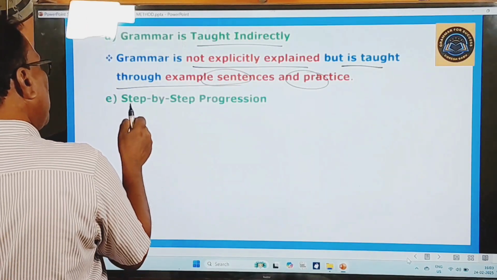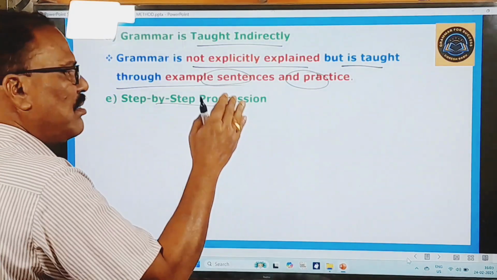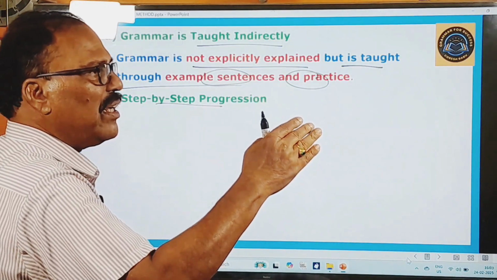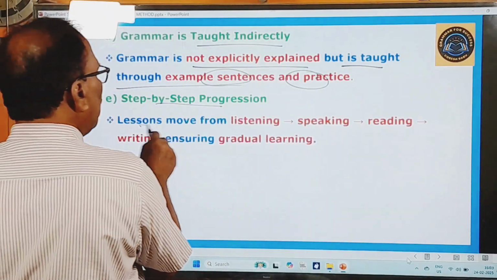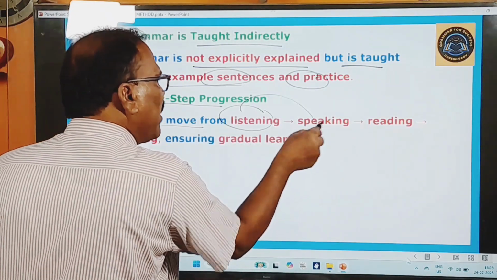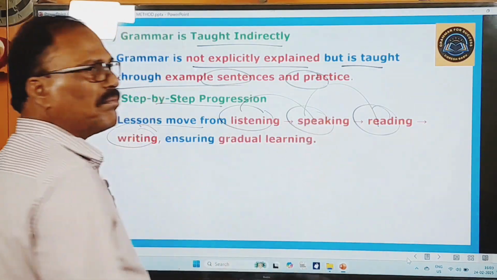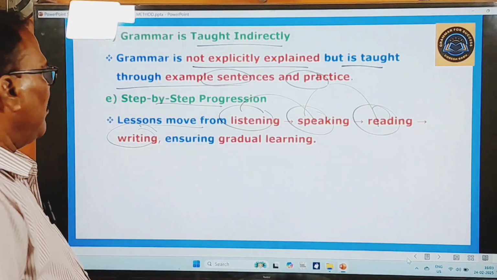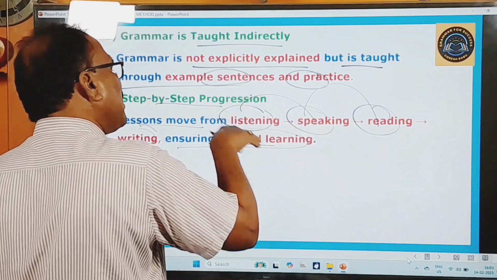And next feature of this bilingual method is step-by-step progression. So the teaching will take place in a systematic order. How? Let us see that here. Lessons move from listening to speaking, speaking to reading, then writing. So this is the order, ensuring gradual learning. So this will ensure their easy learning.